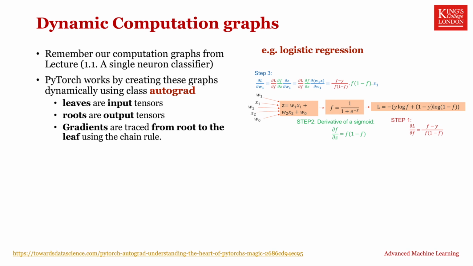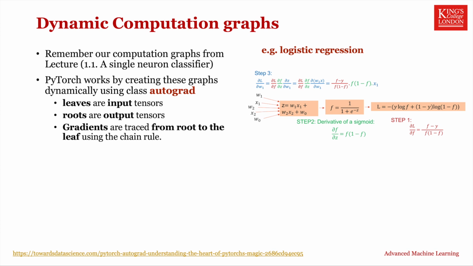The nodes of the graph store the forward and backwards operations needed to perform forward and back propagation. The leaves of the graph are therefore the input tensors which store the input data. The root of the graph is the output tensor which stores the loss.